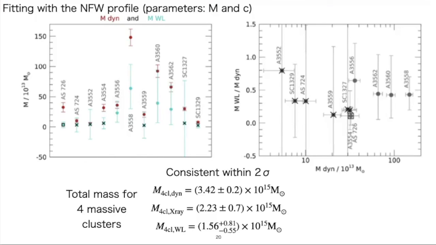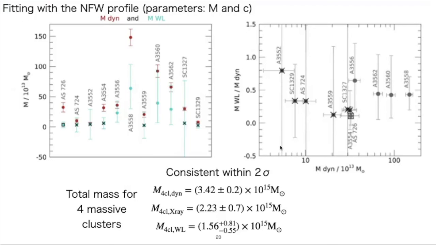So blue shows the result from the weak lensing. On the other hand, red shows the dynamical mass. Okay, for all clusters, the mass is consistent within 2 sigma. So even if we use dynamical mass, we can get the close mass.